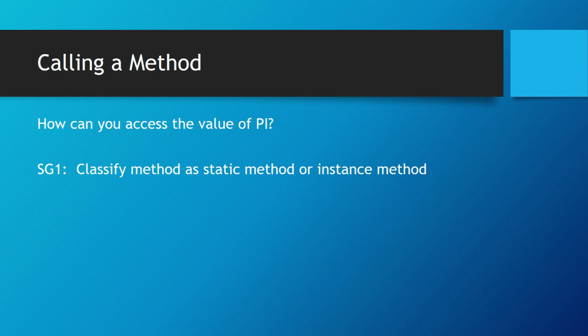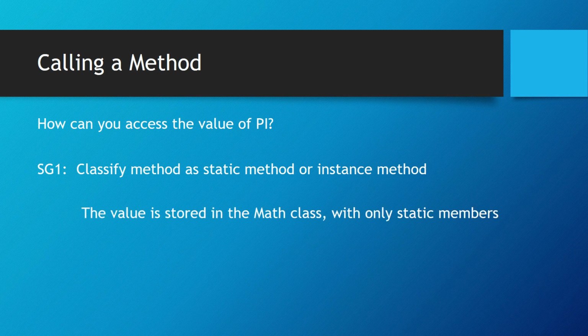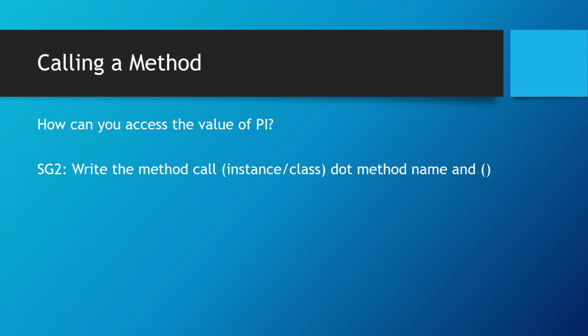We begin with subgoal 1 and classify the method as a static method or instance method. Pi is stored as a value in the math class, and the math class only has static members, so this method is static. When we write the method call, we use the class name, which is math, followed by dot, followed by the method name and open and close parentheses. However, in this case, we're not actually calling a method, we are calling data.